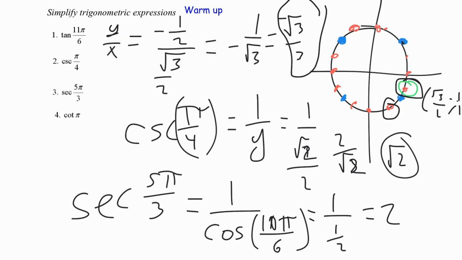And then the cotangent, I'm going to let that be a bonus for you guys. Spoiler alert, it is going to be 0. Anyways, let's continue.